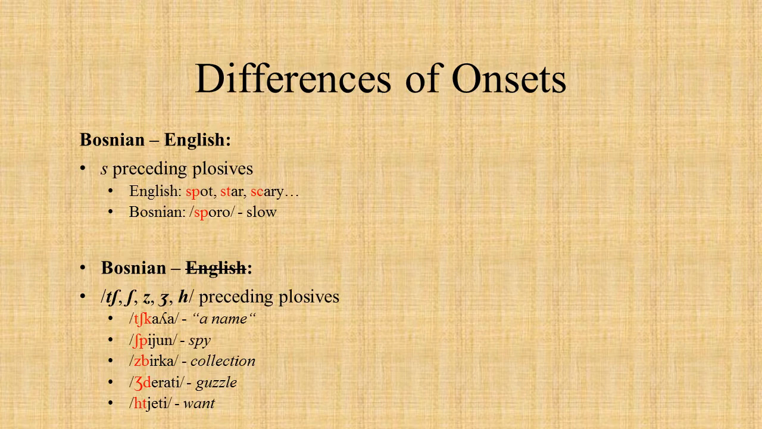Also, the next 3 examples show that plosives cannot just be preceded by s, but also by the voiced alveolar fricative z, as in zbirka, which in English is collection, or also by the voiced post-alveolar fricative ž, as in žderati, which is guzzle in English. The last example, htjeti, which is want in English, points out that the unvoiced glottal fricative h can stand in front of the plosive t.